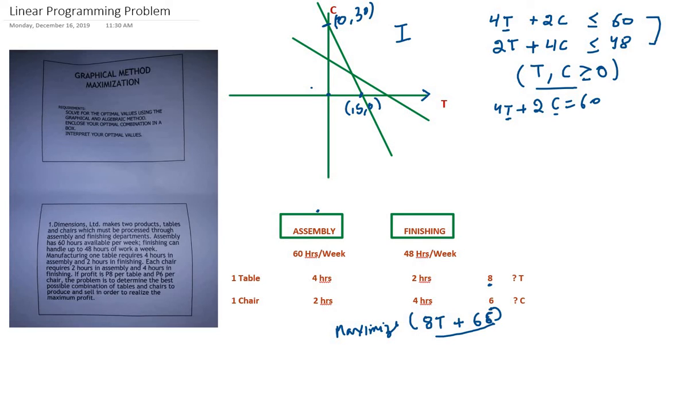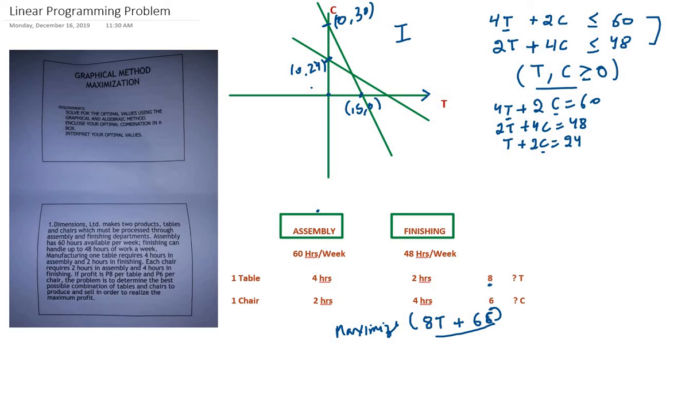Similarly, for the other equation, which is 2t plus 4c equal to 48, or if we divide it by 2, t plus 2c equal to 24, right? So if we put c is equal to 0 in this equation, t will be 24. C is 0, t is 24, right?